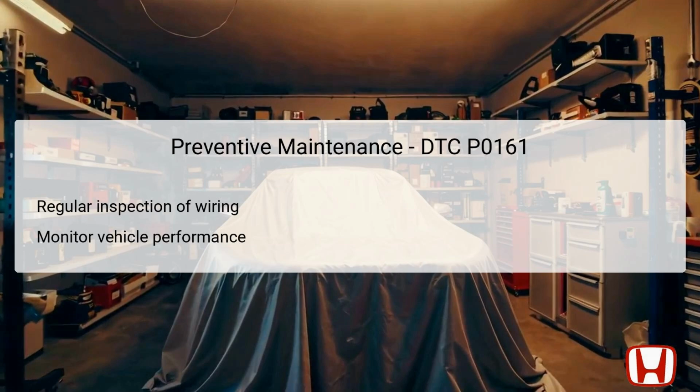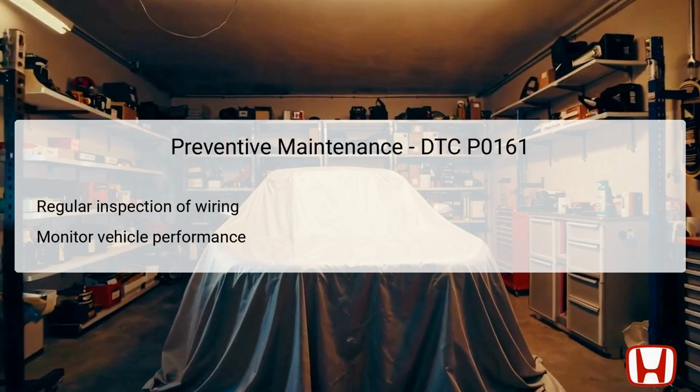Regular inspections of the wiring associated with the front secondary heated oxygen sensor should be performed, as exposed wires can lead to shorts or breaks due to vibration and heat exposure. Keeping the electrical connections clean and secure is crucial in maintaining optimal performance. Additionally, monitoring the vehicle's performance can help identify early signs of issues related to the oxygen sensor or PCM. Conducting these preventive measures regularly aids in early detection of potential problems, helping to ensure proper operation and compliance with emission standards.